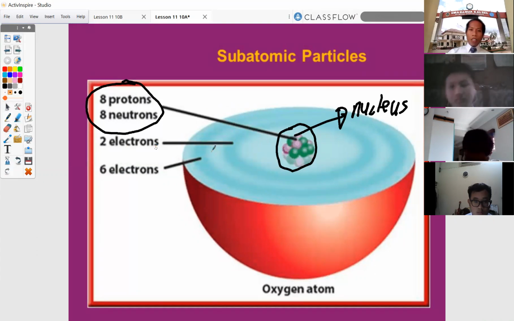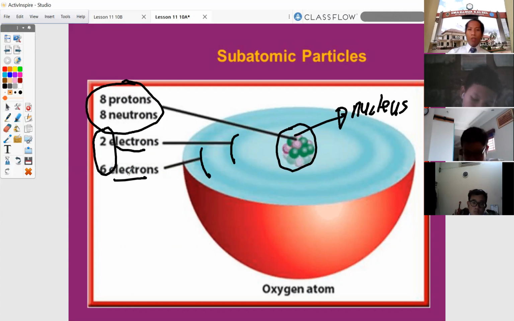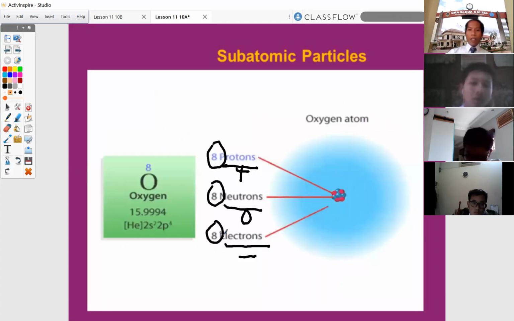Totally here we have different shells of the electron. In this shell we have 2 electrons, and in this shell we have 6 electrons. So if we total this, we are going to have 8 electrons. As we can see in the previous slide, the oxygen atom has 8 electrons.